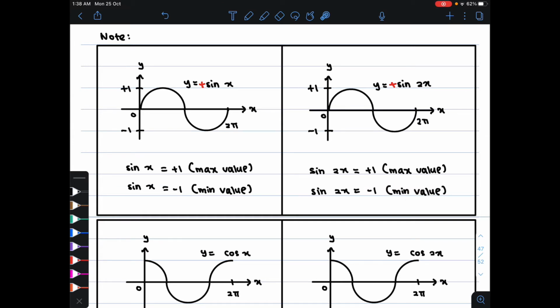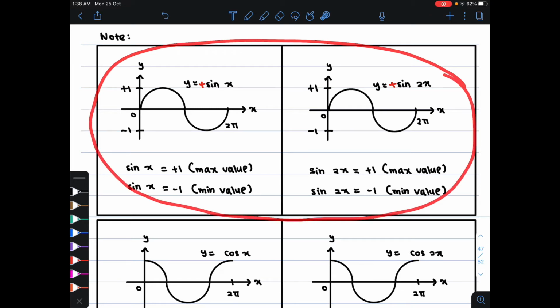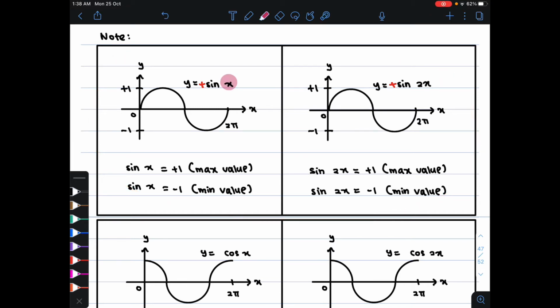So, what conclusion can we make from these two graphs? No matter what the angles after sine are, here is x, here is 2x. It can also be x plus 10 degrees, or maybe the angle is theta minus 45 degrees. The angles are not important as long as the coefficient is positive 1, and hence the maximum value is always positive 1 and the minimum value is always negative 1.